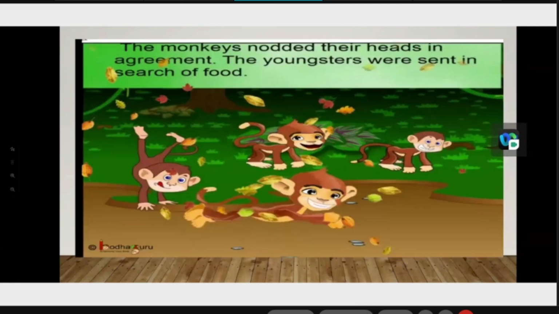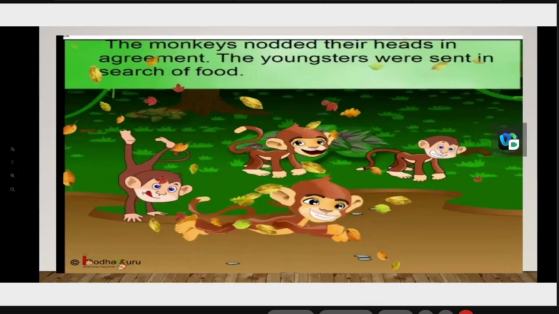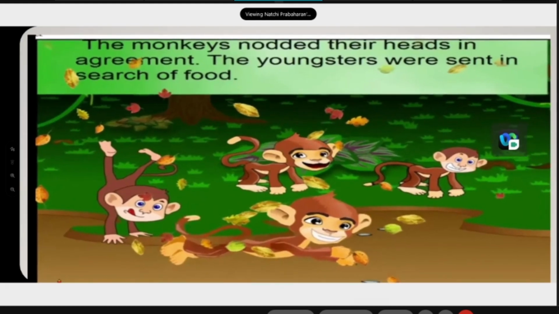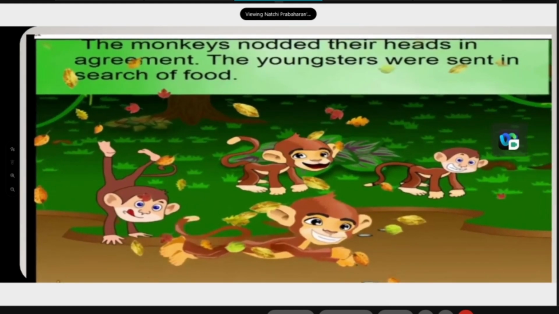The next child, Jaganvel, of 2F. Jaganvel, yes. Children, I'm going to call only three times. Yes, Jaganvel. Deekshita, please wait. When your turn comes, we'll call you. Others, you can read it. You also try to read the sentences and wait for your turn to be called. Yes, Jaganvel.